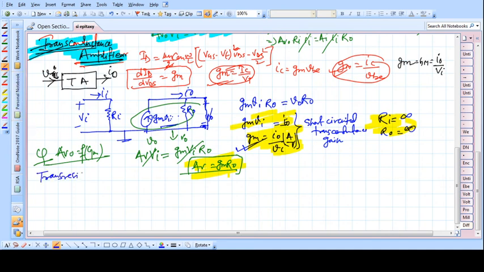trans resistance amplifier. Okay, it is also very easy. Suppose there is a trans resistance amplifier. Here in the trans resistance amplifier, the output will be voltage and the input will be current. So we can say the trans resistance amplifier gain is nothing but simply V naught by Ii.